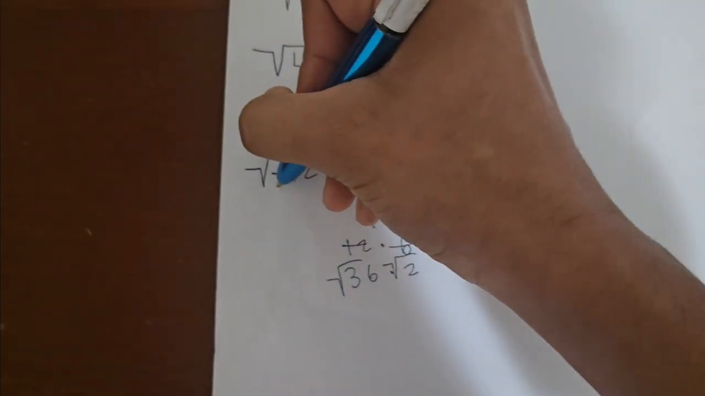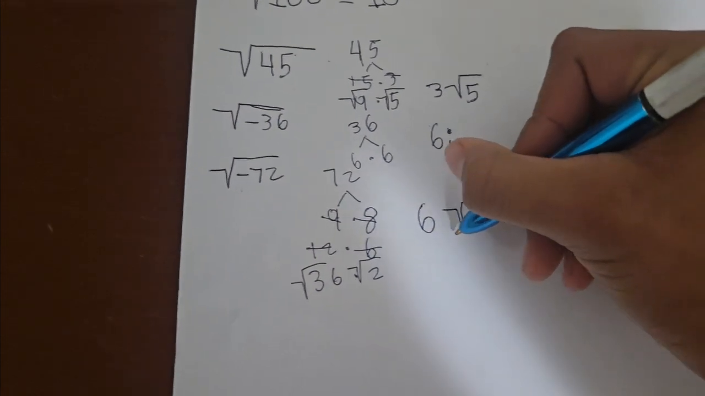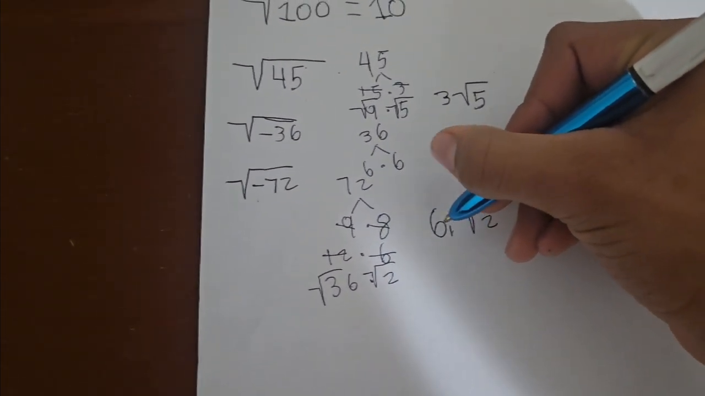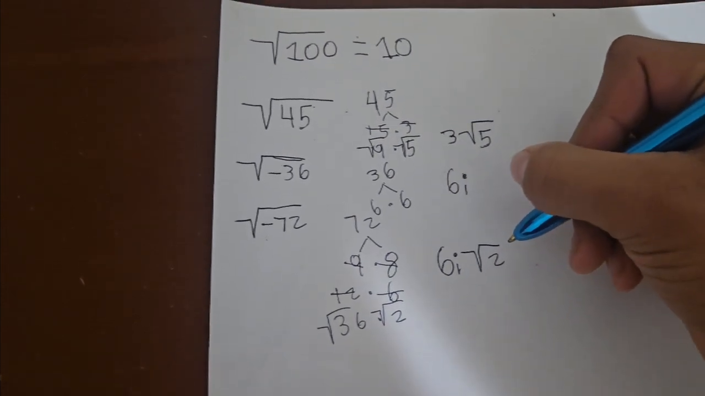But we have a negative, so what do we do? We simply take an i and just add an i here. So we have 6i square root 2 as our answer.